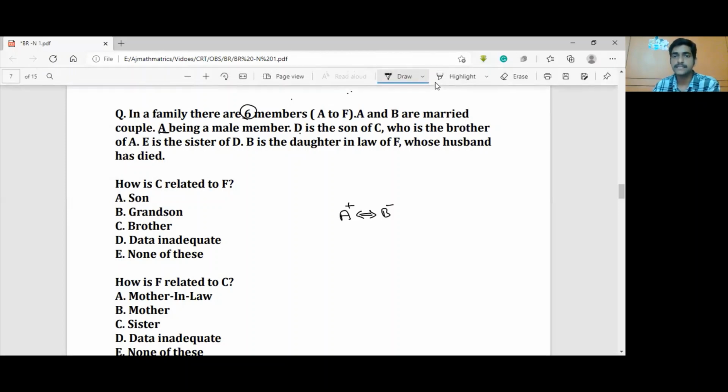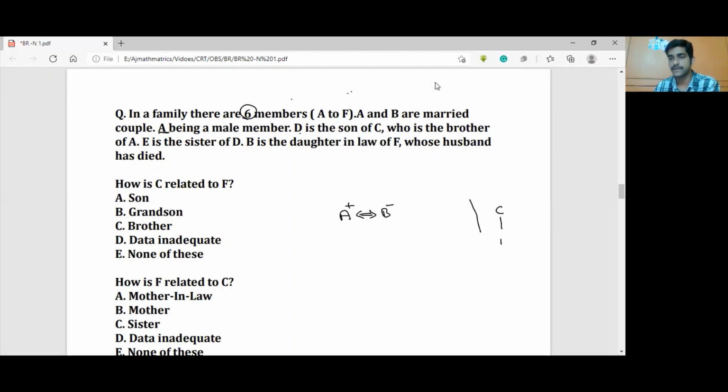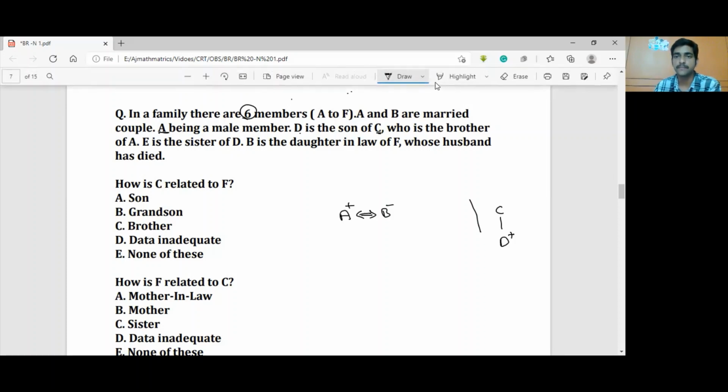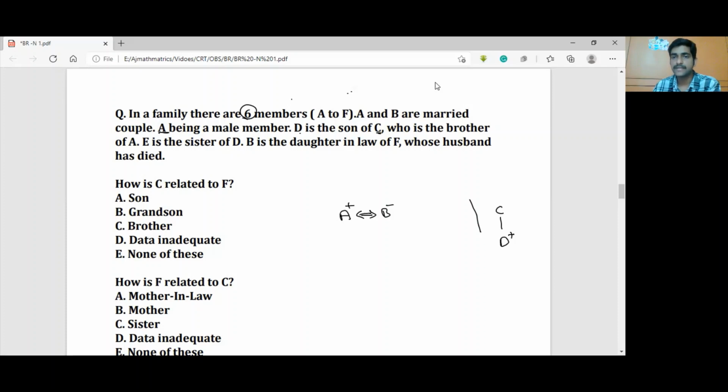Next, D is the son of C. So D is the son of C means what? We should write like this. D should be plus, and we don't know the gender of C. But after the C, we have who is the brother of A. So after C, we have who is the brother of A. This statement is talking about C, which means C is the brother of A. If C is the brother of A, the before statement says D is the son of C. So this should be the diagram.